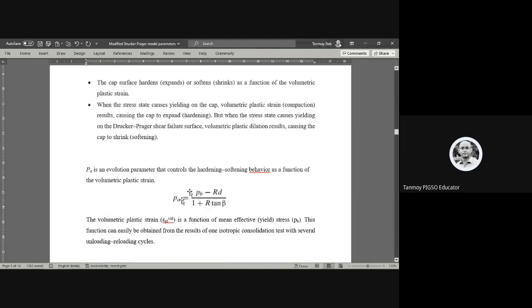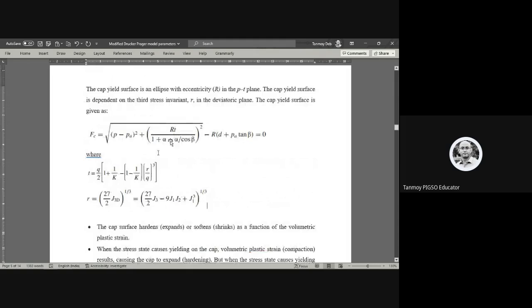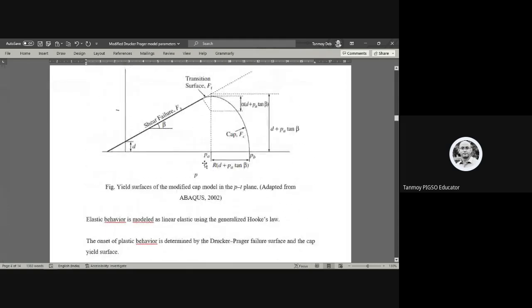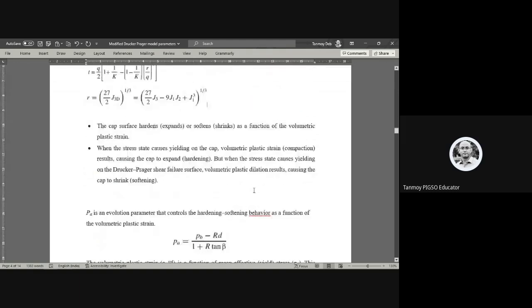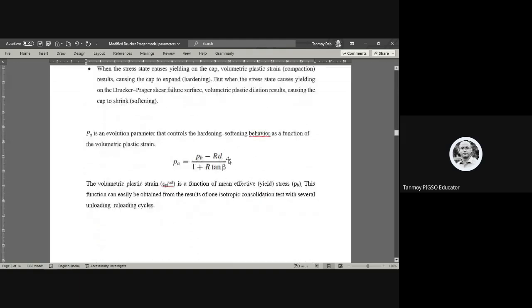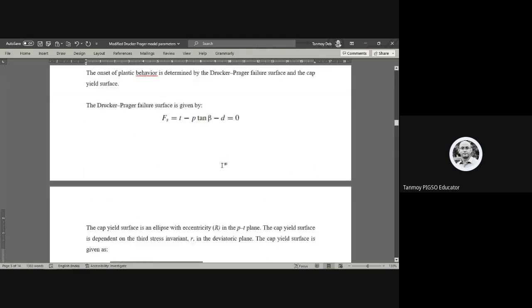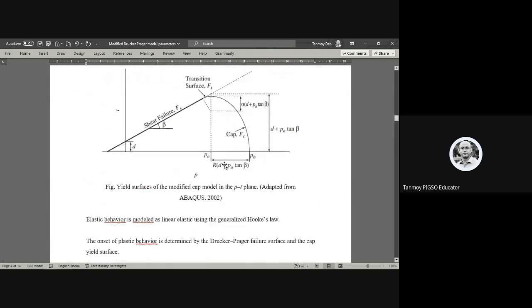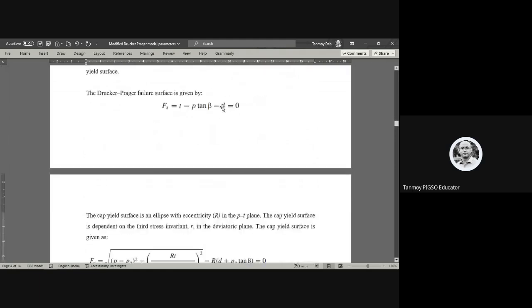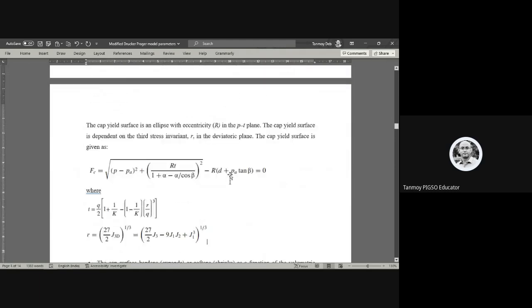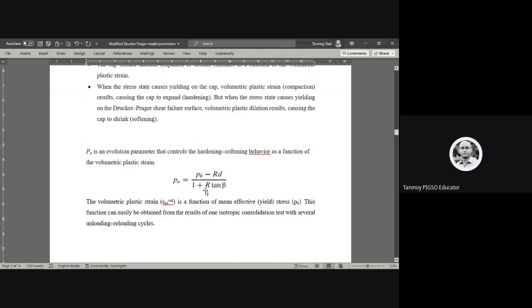So this Pa you see in this diagram here, this is the transition part, this is Pa, this end is Pb. So Pa can be expressed as Pb minus R into d. R is the eccentricity, and this term, we'll see eventually how to determine, d by 1 plus R tan beta.